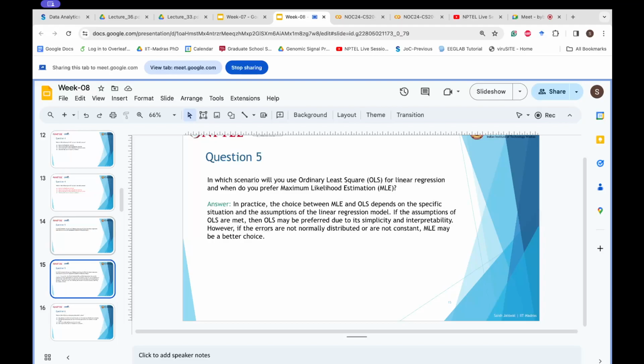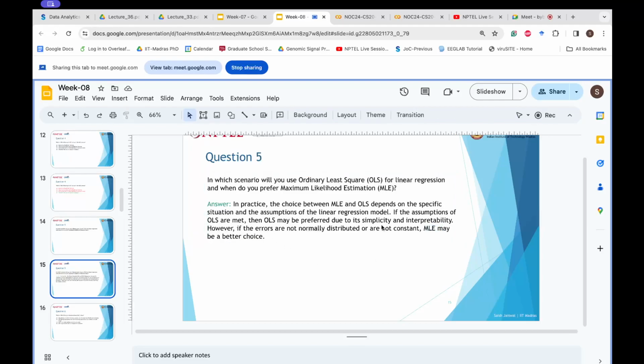So in practice, the choice between MLE and OLS depends on the specific situation and assumptions of the linear regression model. So what is the assumption of linear regression model? That the error terms are normally distributed, and in case if it is not, then you will definitely have to go for MLE.